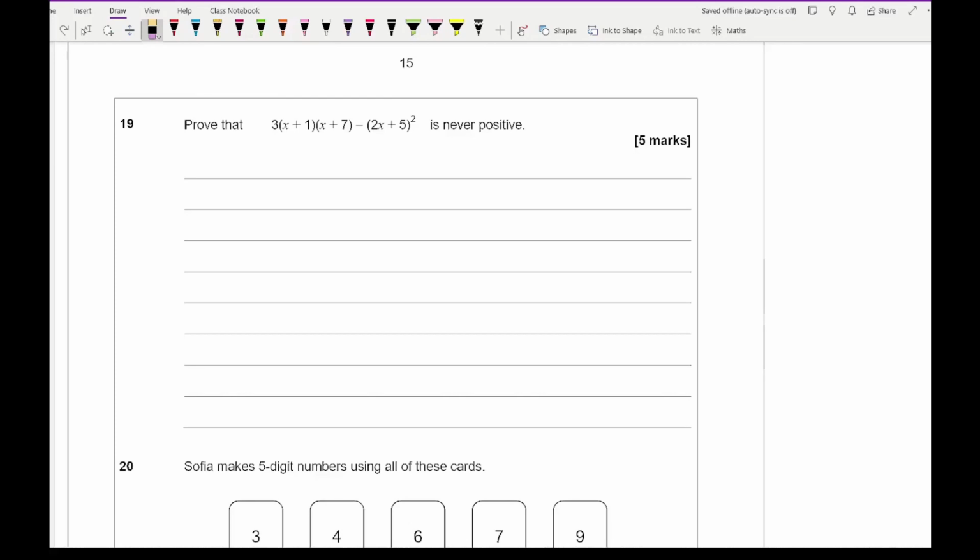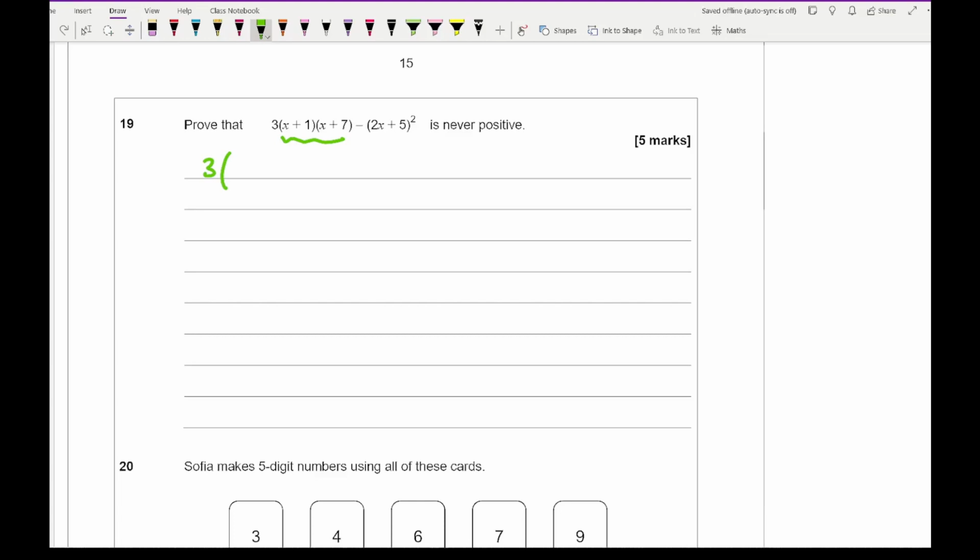So then moving on to question 19, it says prove that (3x plus 1)(x plus 7) minus (2x plus 5) squared is never positive. So we've got an algebraic proof question. So for this, what we need to do is do a bit of simplifying. So we expand the brackets.